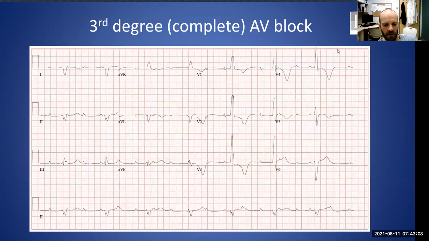Here, we've got complete AV block. P wave, P wave, P wave, and so on. And you can see here that there's no relationship between the P waves and the QRS complexes.